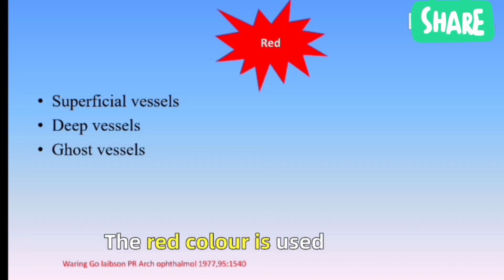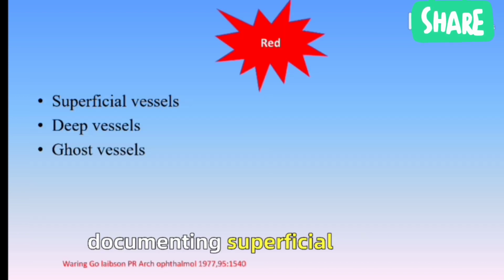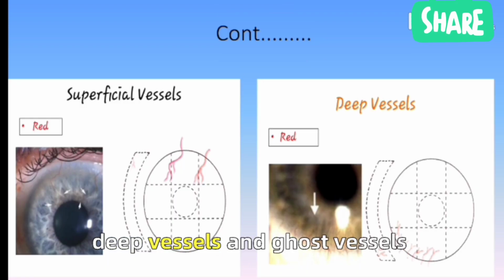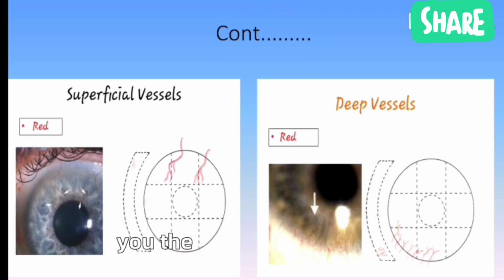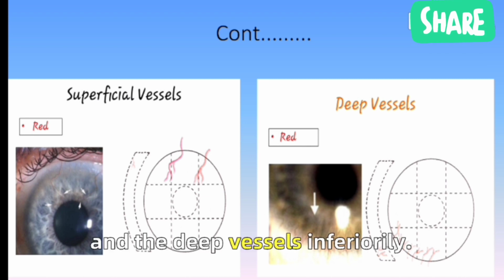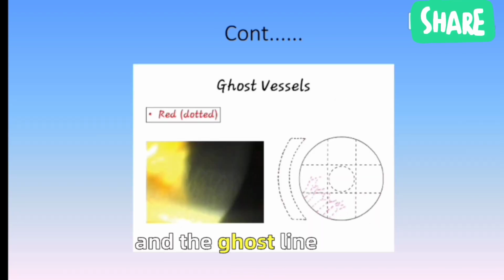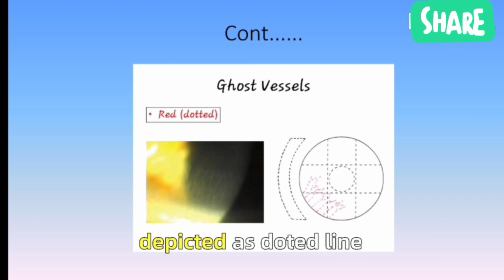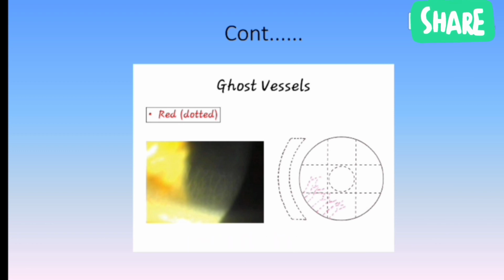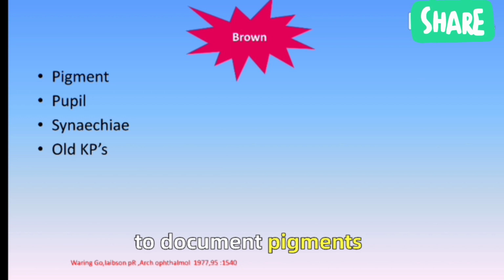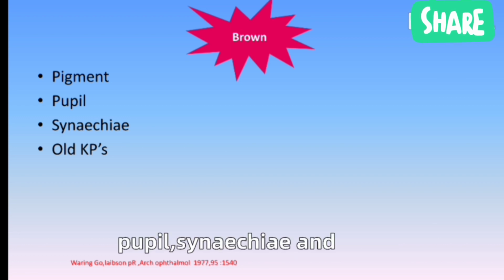The red color is used for documenting superficial vessels, deep vessels and ghost vessels. The first picture is showing you the superficial vessels superiorly and the deep vessels inferiorly in the second picture, and the ghost vessels were depicted as a dotted line inferiorly. The brown color is used to document pigments, pupil, synechia and old keratic precipitates.